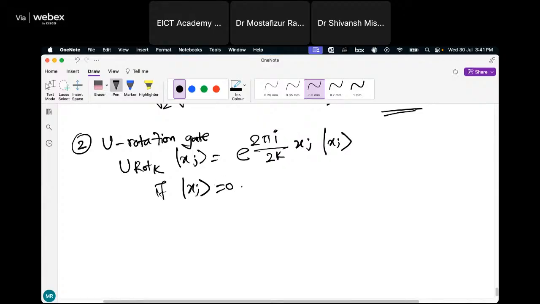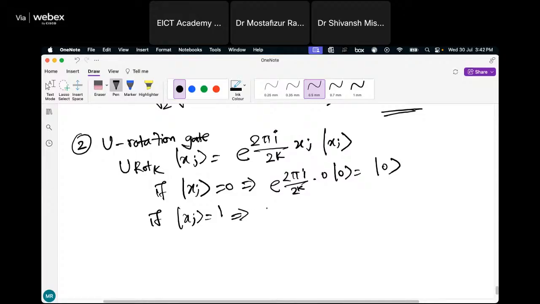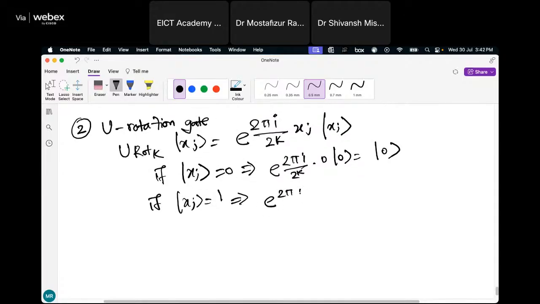If xj equals to 0, then you put xj equals to 0 and it will become e to the power 2 pi I by 2 to the power k, and here it is ket 0. So 0 times all these things will become 1 and it will be ket 0. And if xj equals to 1, then it will be e to the power 2 pi I by 2 to the power k times 1 times ket 1. So it will be e to the power 2 pi I by 2 to the power k ket 1.